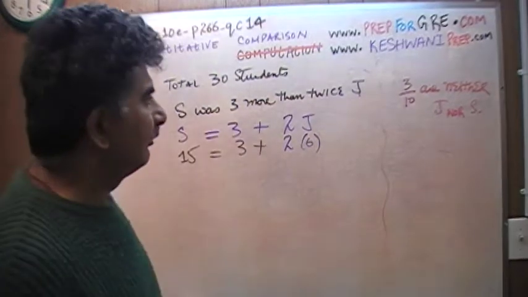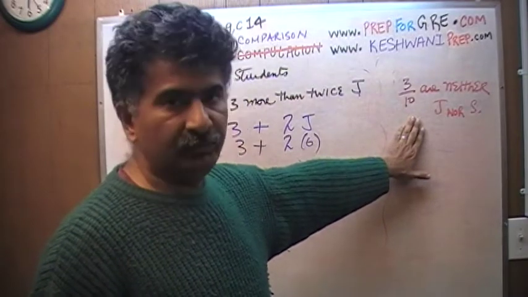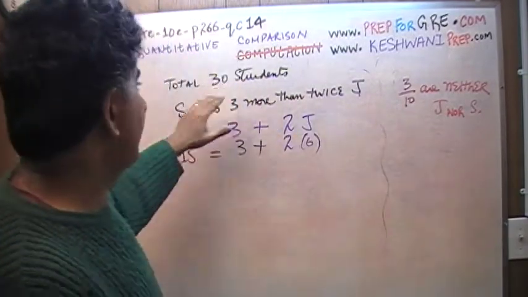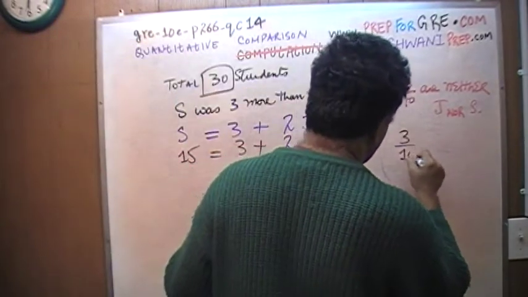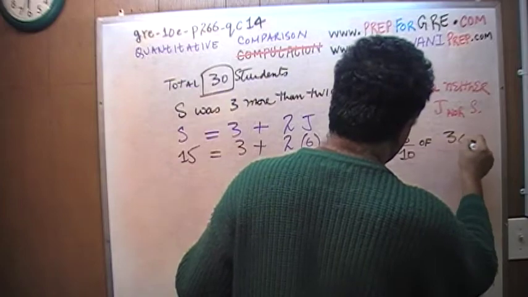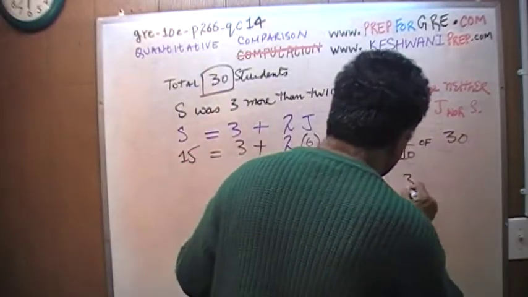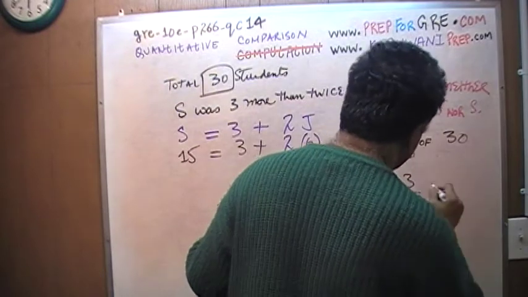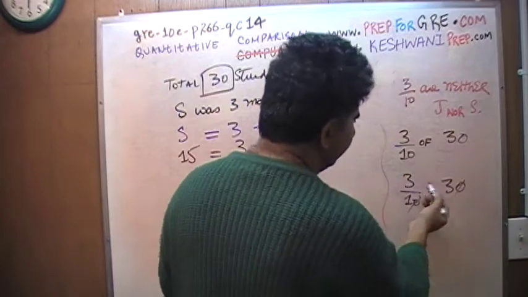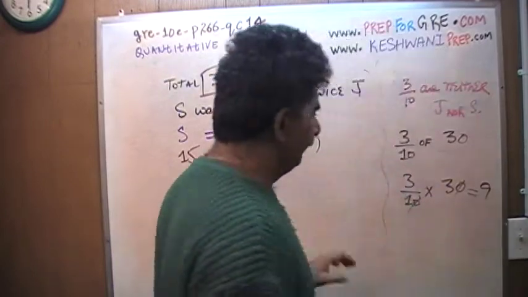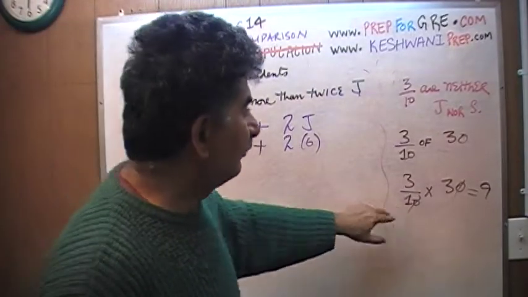Now let's see what this part of the story tells me. This part of the story tells me that 3/10 of them are neither juniors nor seniors. And I also know that there are 30 altogether. So what is 3/10 of 30? What does of mean? Of means multiply. 3/10 of 30, well, it's just 9, which means 9 of them are neither juniors nor seniors.